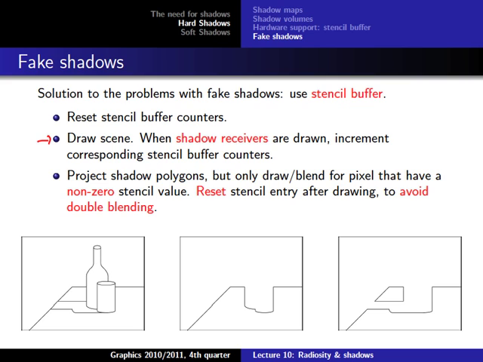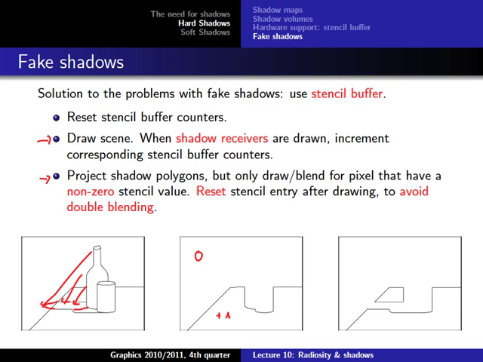And when we draw a shadow receiver, which in this case is the table, then we increment the corresponding stencil buffer counters. So all the values here are 0, except for this one, which gets a value of +1, because every time we draw a pixel from the table, without shadow, of course, so we don't have this here, then we increase it. So in the stencil buffer, we get an image like this. Now we project the shadow polygons onto this surface, so not on the table, but on the surface that is in line with the table. So we project it on this plane here, so it sticks out here.